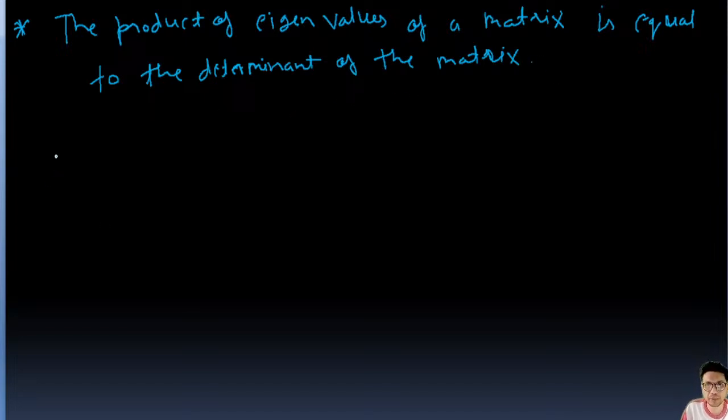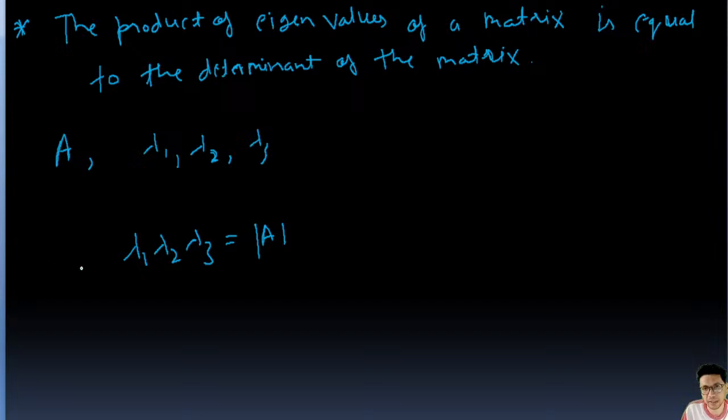For example, suppose we have a 3 cross 3 matrix, and that matrix is A, and the eigenvalues of the matrix are lambda 1, lambda 2, and lambda 3. So what this statement is saying is, the product of eigenvalues, lambda 1 into lambda 2 into lambda 3, is going to be equal to the determinant of the matrix. So lambda 1 into lambda 2 into lambda 3 equals determinant of A.